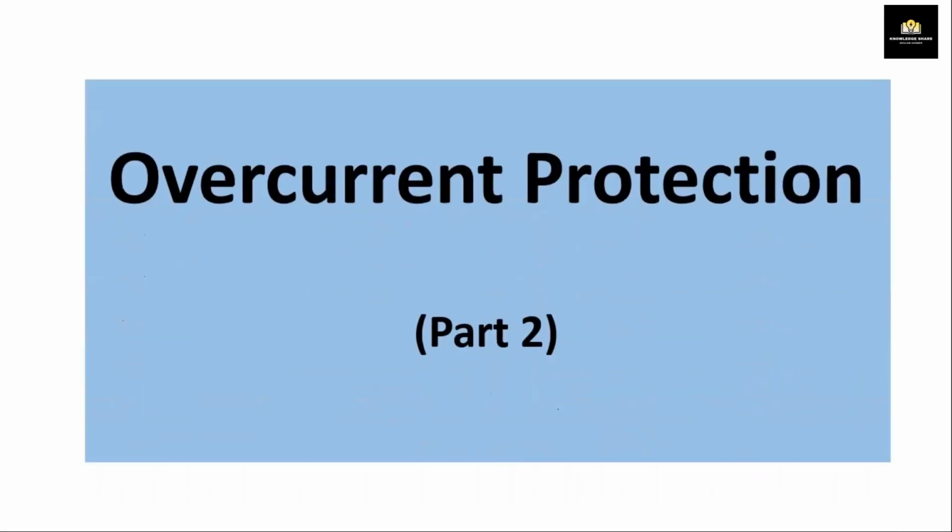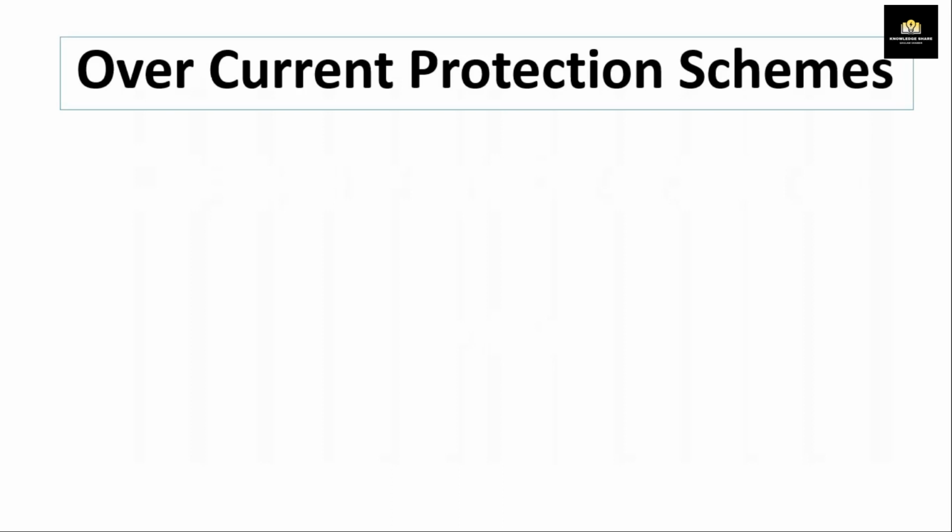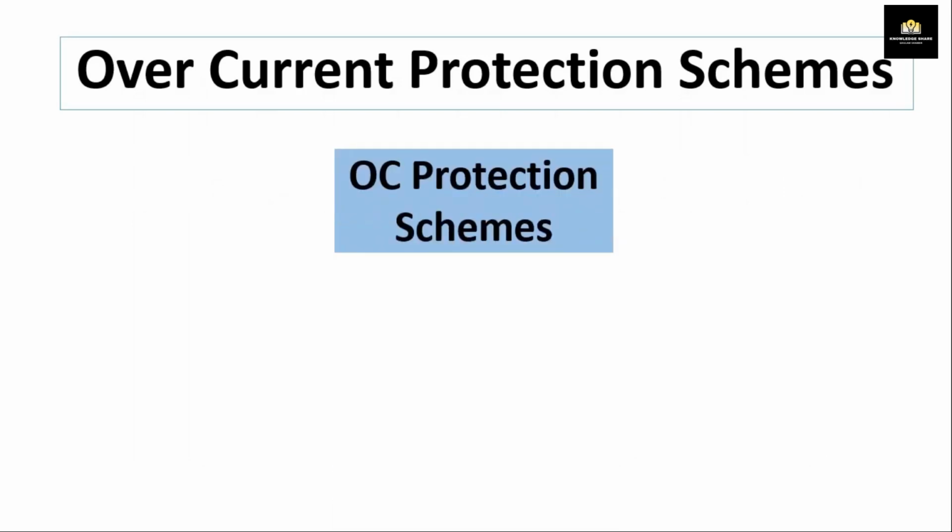Our today's topic is overcurrent protection, and it's part 2. Let me remind you, in part one we discussed the importance of overcurrent protection and the devices used for overcurrent protection. In this part we shall discuss the schemes for overcurrent protection. So let us start. There are various overcurrent protection schemes used in power systems to ensure the safety and reliability of the electrical equipment and circuits.